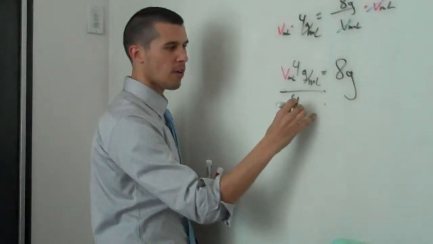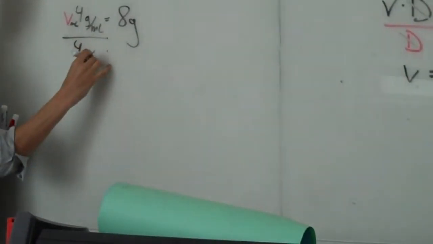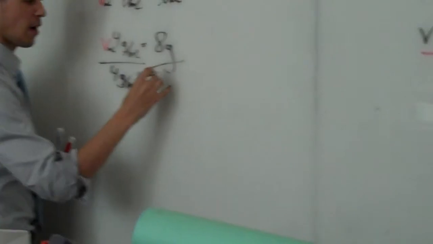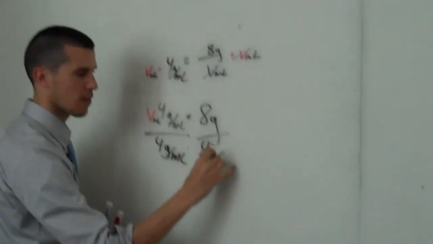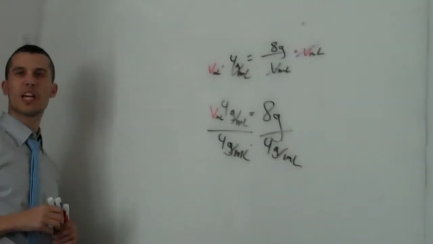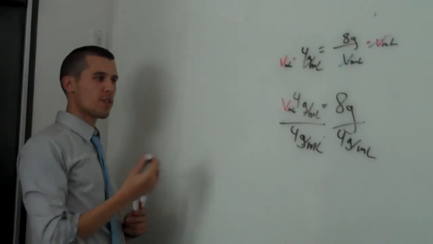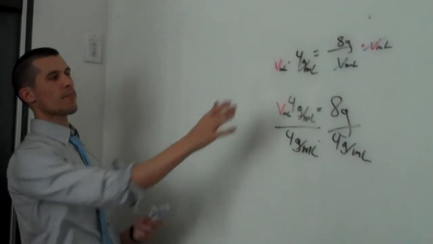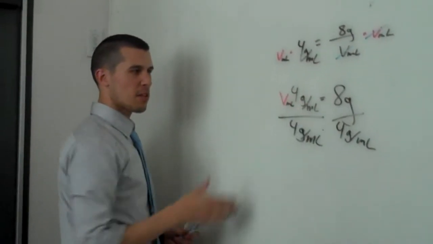Now I want to divide both sides by 4. I'm going to do 4 grams per milliliter. Divide this one by 4 grams per milliliter. I'm just keeping the units. If the units confuse you, you can ignore the units right now. So all I've done is divide both sides by 4.